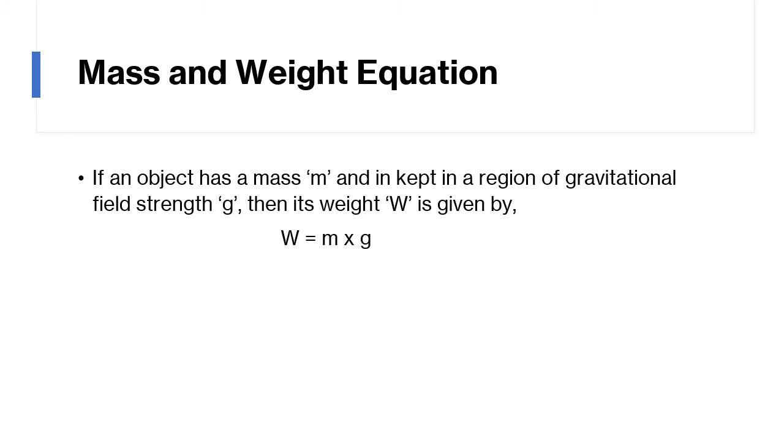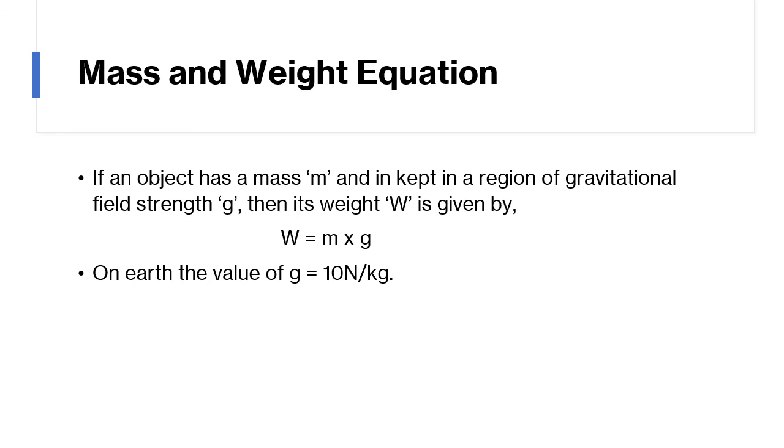On Earth, gravity or gravitational field strength has a value of 10 newtons per kilogram. Accurately, it is not 10, it is 9.81. For GCSEs, you can use 10, that's absolutely fine. But if anyone wants to use 9.81 or 9.8, you're most welcome to do that. So on Earth, the value of g is 10 or 9.8 or 9.81 newtons per kilogram.